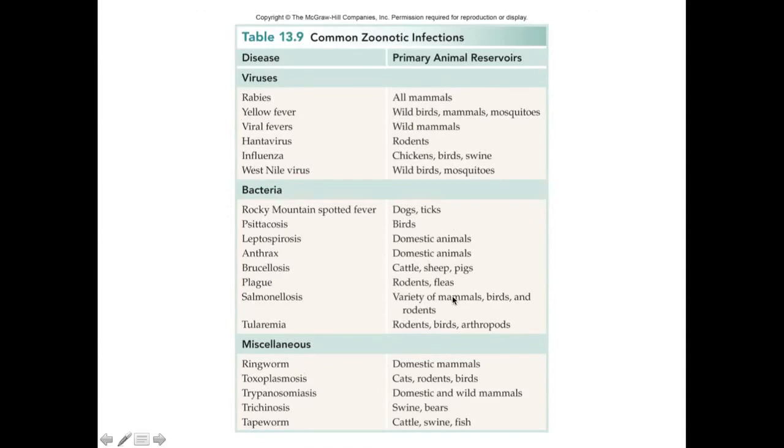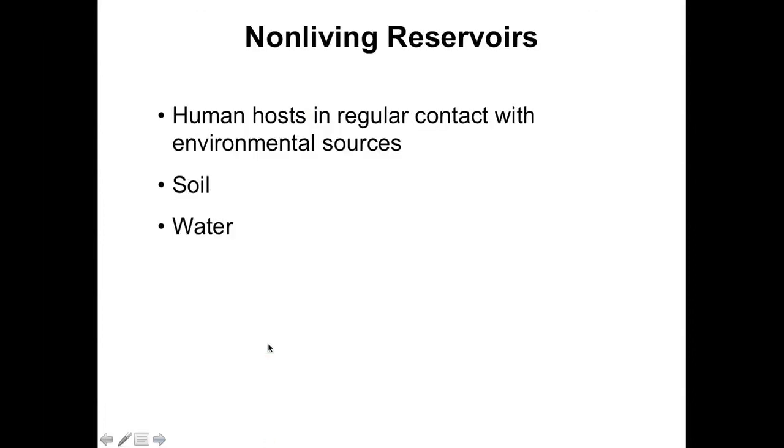So here are a few common examples. For viruses, you can see rabies, yellow fever, viral fever, hantavirus, influenza, West Nile virus, all these guys you've heard about before. For bacteria, things like plague, salmonellosis, anthrax, all found in animals first and then transmitted to us. And parasites are notorious for this. Almost every parasite has an animal reservoir of some sort.